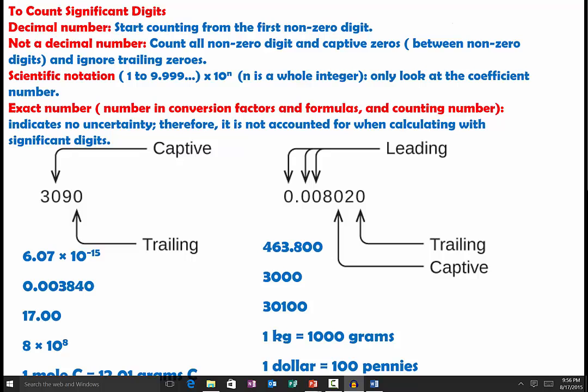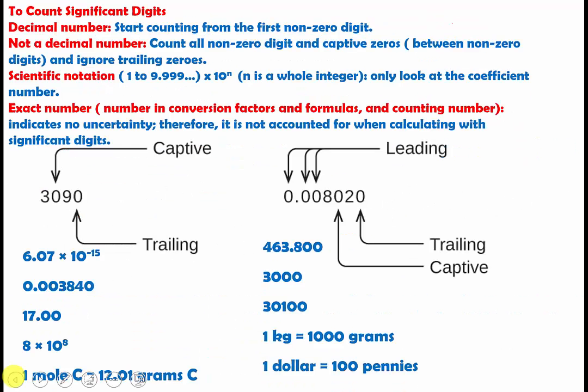Today we are going to look at how to determine the number of significant digits in a number. To do that, you need to know a certain type of number that you will see in chemistry. The first type of number that you will see is a decimal number. Now, what are decimal numbers? A number that has a decimal, of course. So let's look at one decimal number.